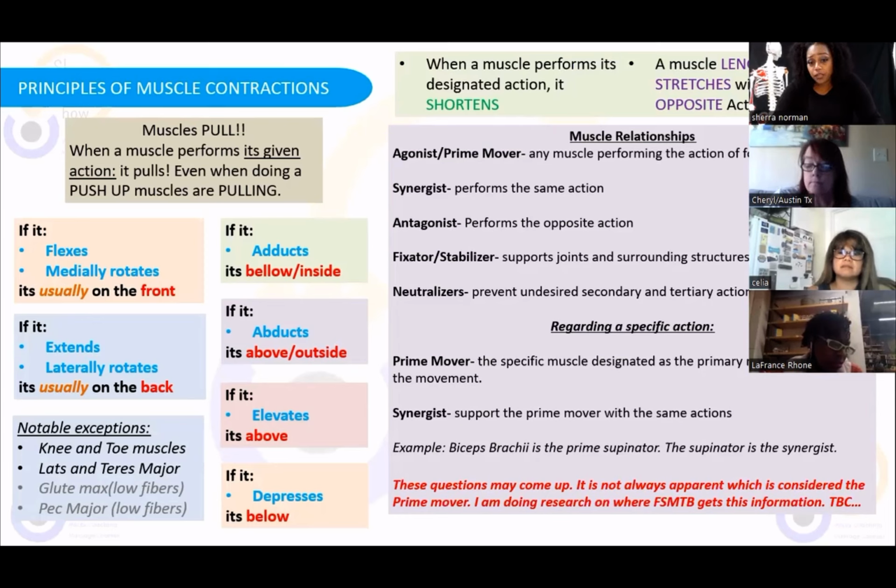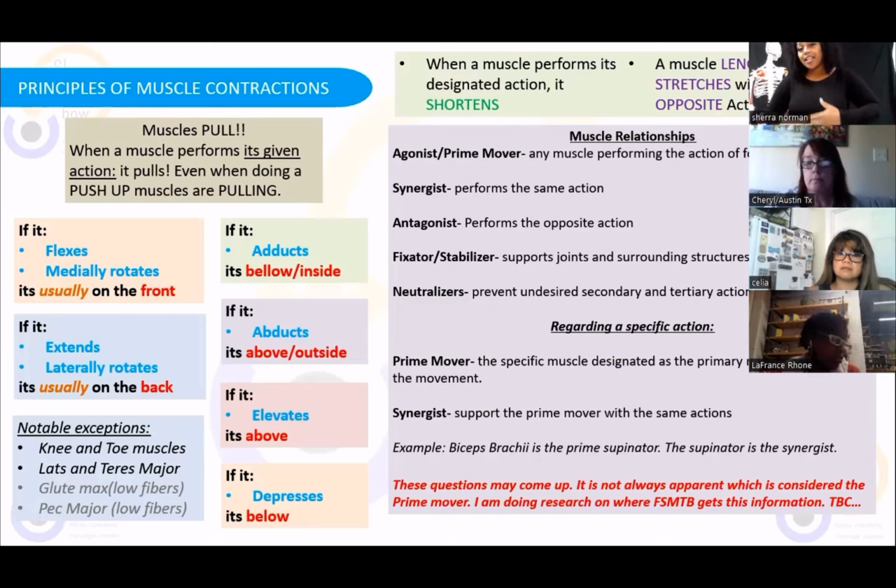It's not always apparent which one is considered the prime mover. I'm trying to reach out to somebody, email, and find out how we can get this specific information. If you put it on the test, it's not fair to tell us where it came from, so we can't verify how you know that information. So we don't always know.